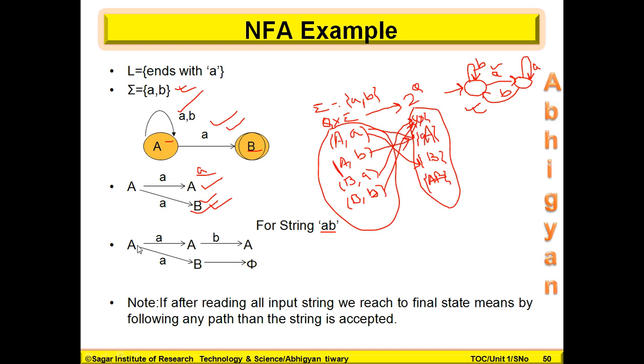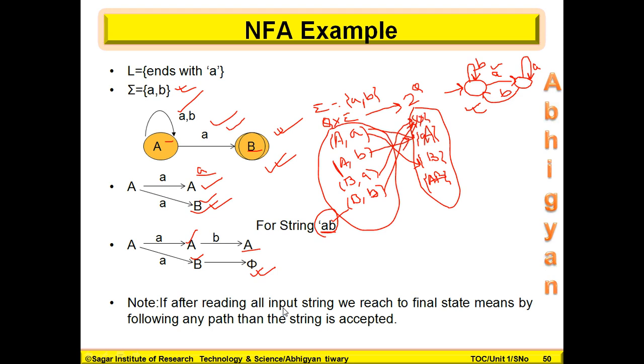From A, if we give A, again we have two options, A and B. Again we take B. From this A, we reach A itself due to the self loop. From B, we didn't have any path, so we reach phi. So the string AB is not going to be accepted by this diagram, and it is not ended with A either, so it must be discarded by this diagram itself.